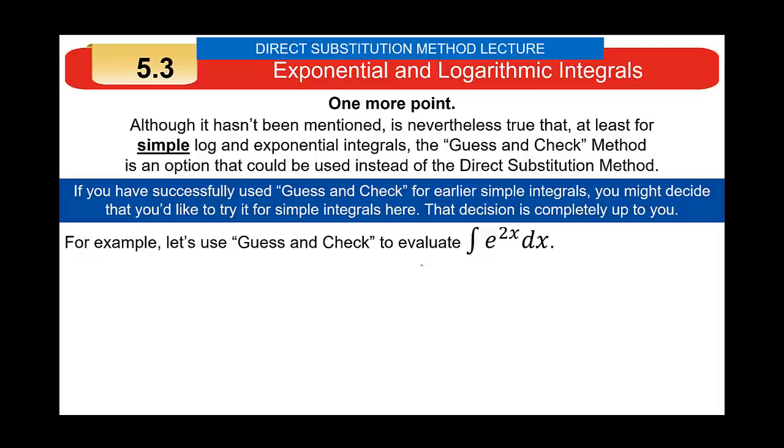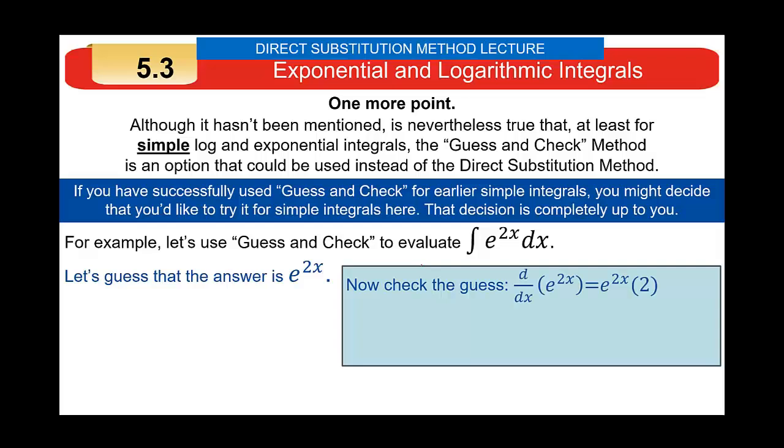I'm going to choose the example, integrate e to the 2x dx. And again, I'm going to guess because I know the integral of e to the u is e to the u, so I'm going to make my initial guess that the integral of e to the 2x is e to the 2x. What does guess and check say to do? It says to check your guess by differentiating and seeing if you get the integrand. Well, let's see. Checking the guess, the derivative of e to the 2x is e to the 2x times the derivative of the exponent, which is 2. So that's just 2 e to the 2x.